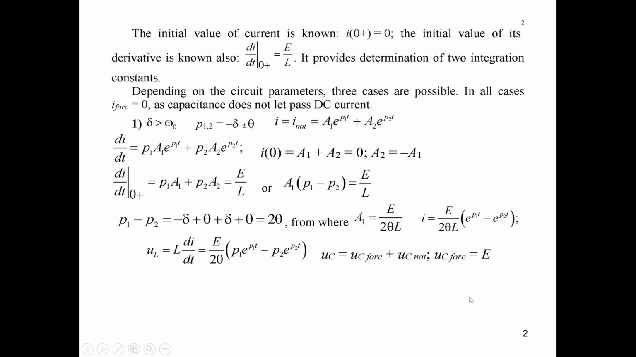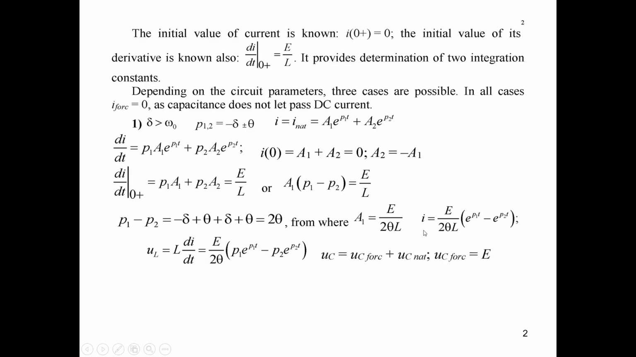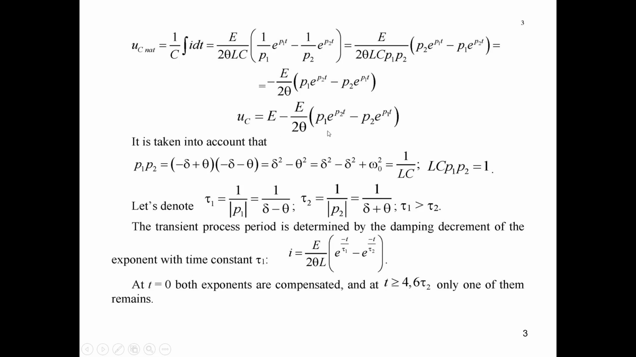It is here. You see, IL forced will be equal to 0 because it is a steady state DC process, and all this EMF will be applied to the capacitor. So UC forced will be equal to EMF. We have this equation for current. We can see that at t tends to infinity, I will tend to 0, and we have UC equal to UC forced plus UC natural, a sum of forced and natural components.